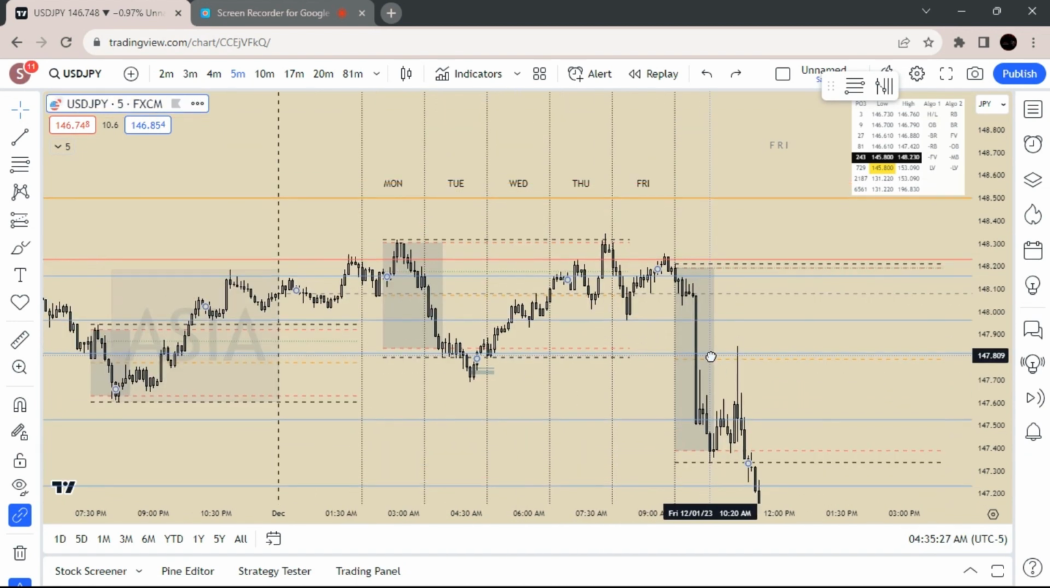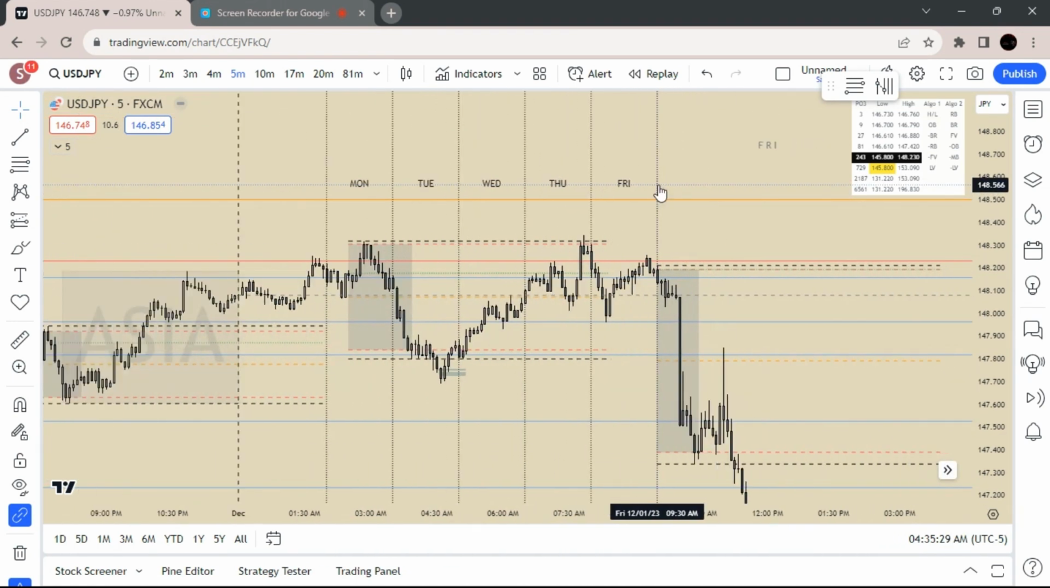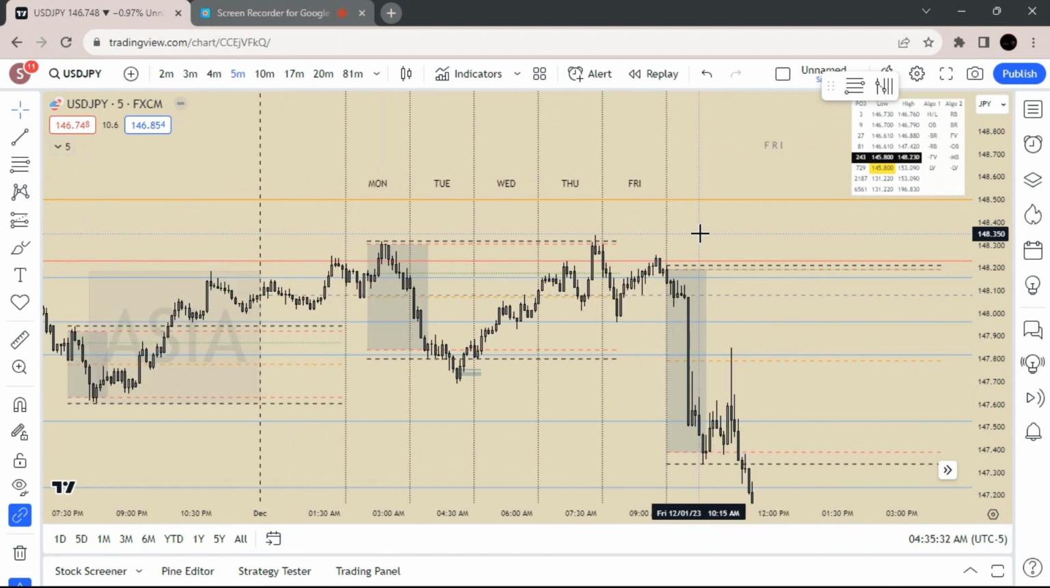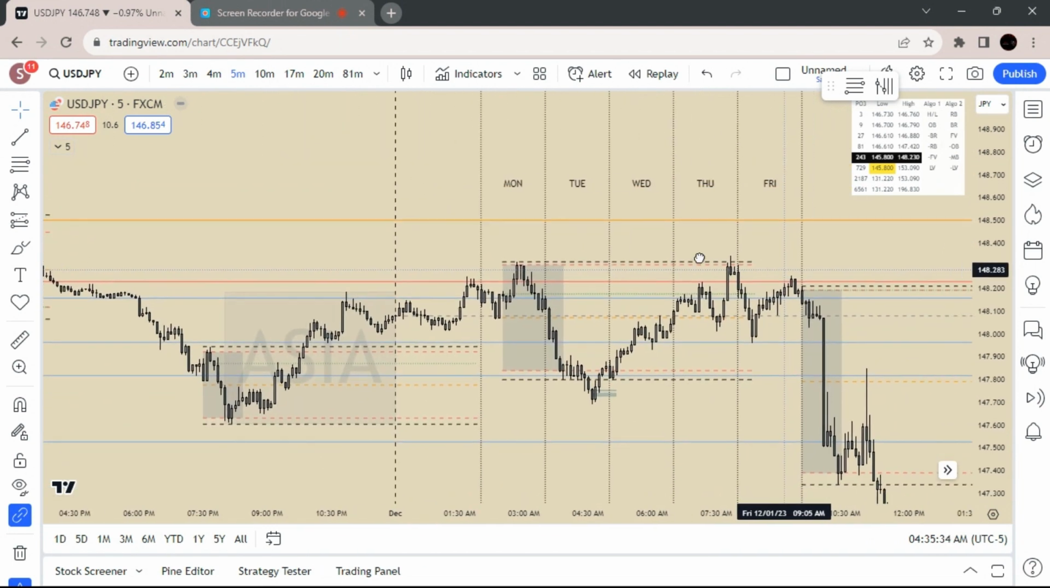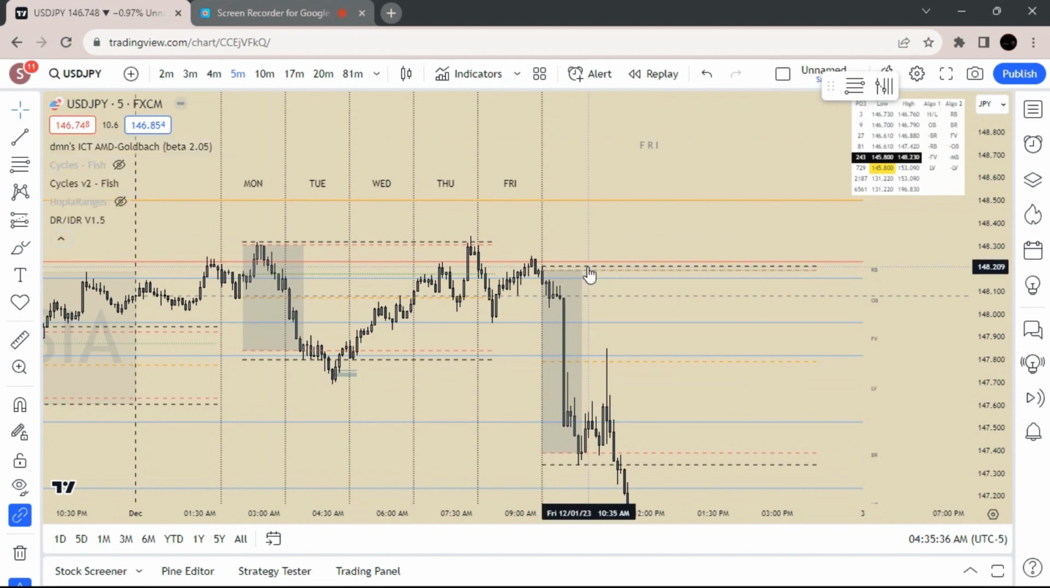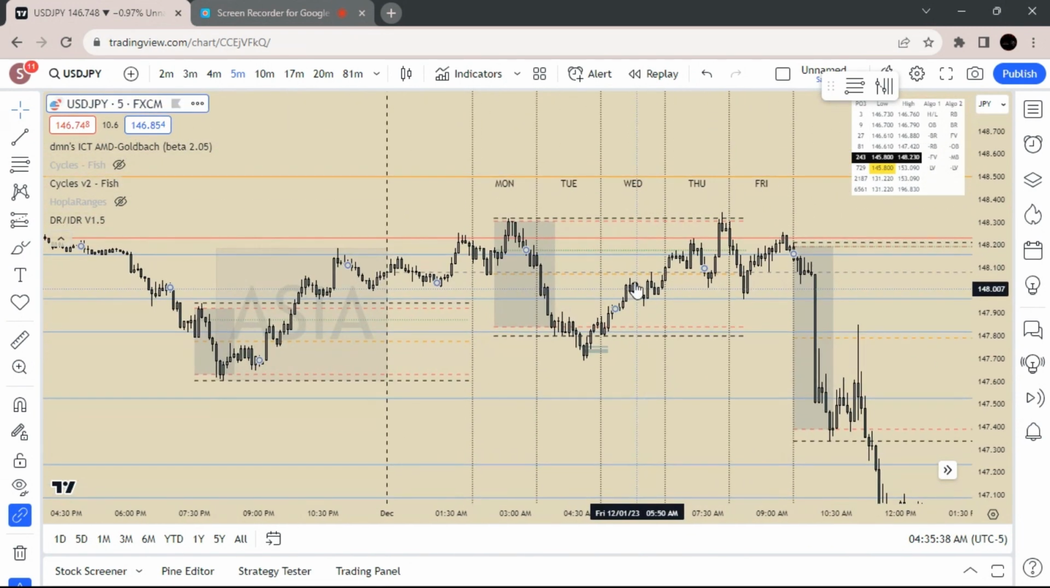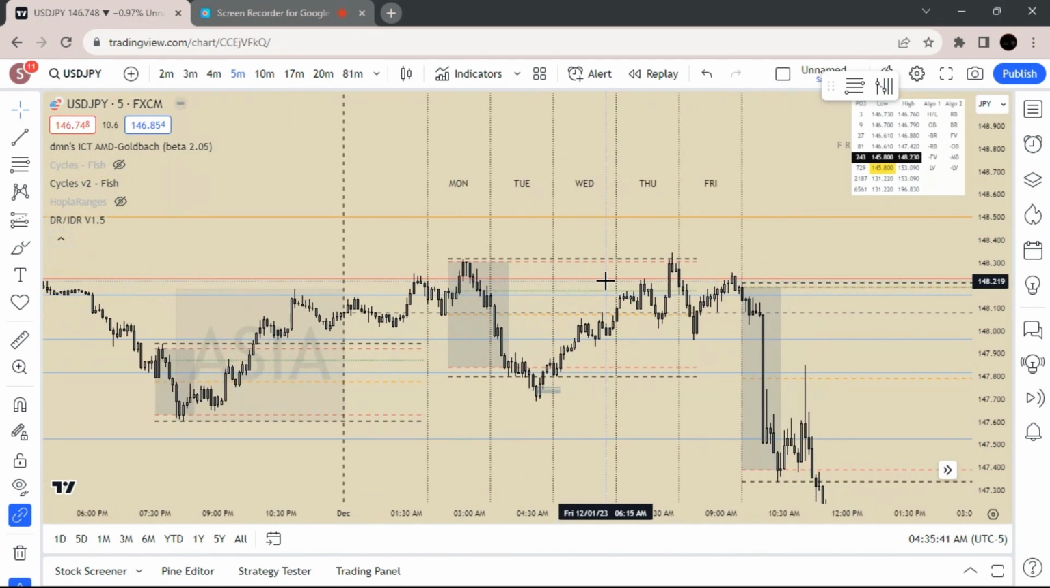It's Shoddy Trades, and in today's video I'm just going to be going over this past week's price action and just how you could have used it to trade with Goldbach and CLS. So to begin, this was Friday on USD JPY.